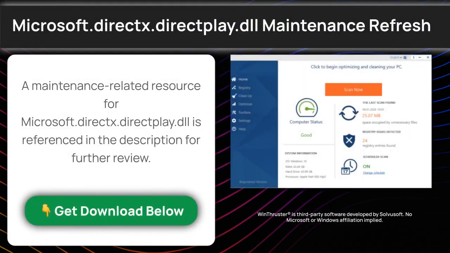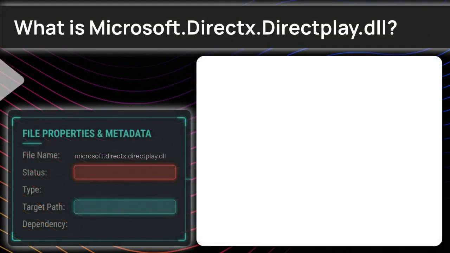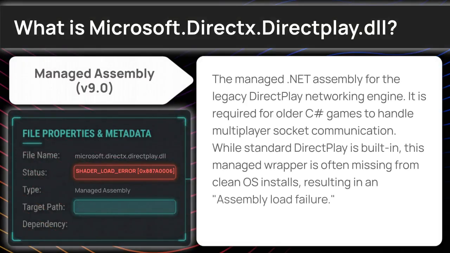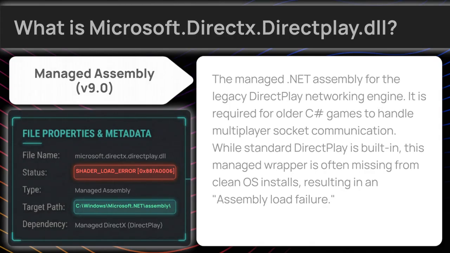This is Microsoft DirectX DirectPlay, the managed .NET assembly for the legacy DirectPlay networking engine. It is required for older CRS games to handle multiplayer socket communication. While standard DirectPlay is built in, this managed wrapper is often missing from clean OS installs, resulting in an assembly load failure. Since we've identified what's missing, let's try the official recovery method.